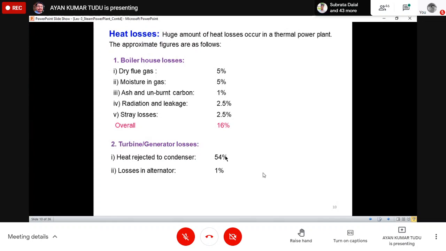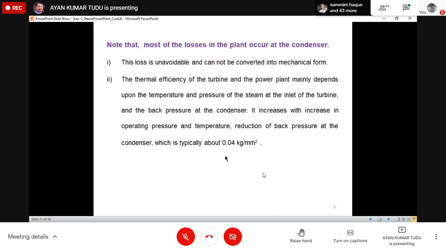As you can understand, the efficiency would increase with increase in operating temperature and pressure and the reduction of the back pressure at the condenser. I think that is written here somewhere. Yes, here it is written. So reduction of back pressure means about 0.04 kg per millimeter square.